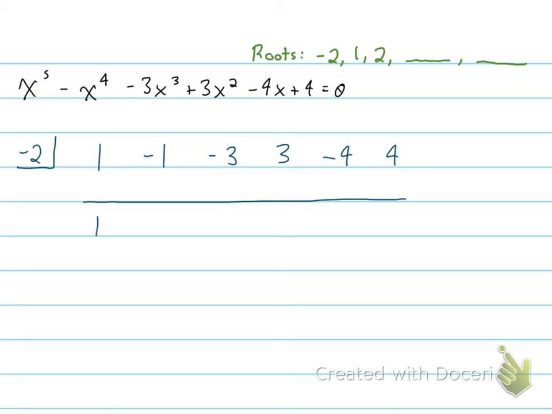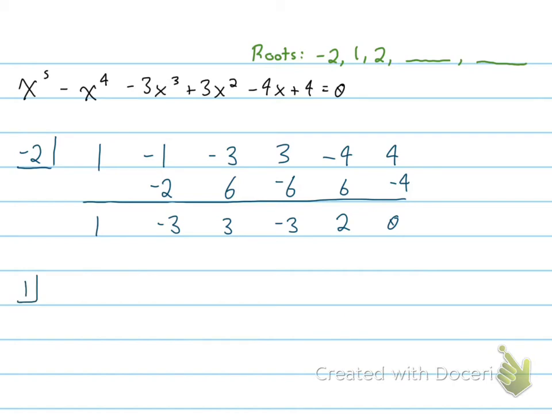So I'm going to bring down that 1. 1 times negative 2 will give me negative 2. I add those factors together, I get negative 3. Do the same process again, I get 6. Add together. Same process again. Add. Again, just keep repeating that process. Finally, since negative 2 is a factor of this equation, I'm going to get 0 at the end here.